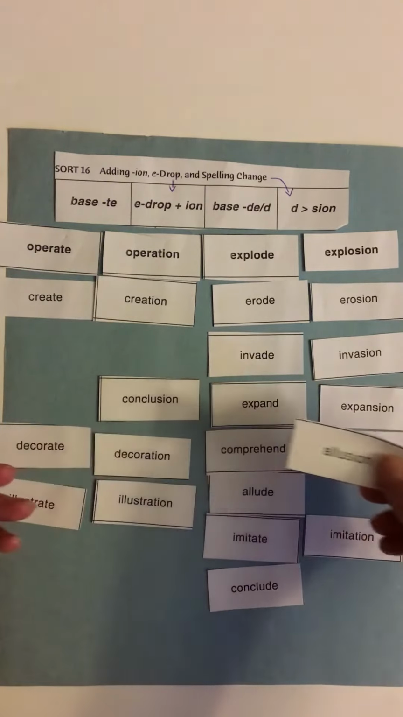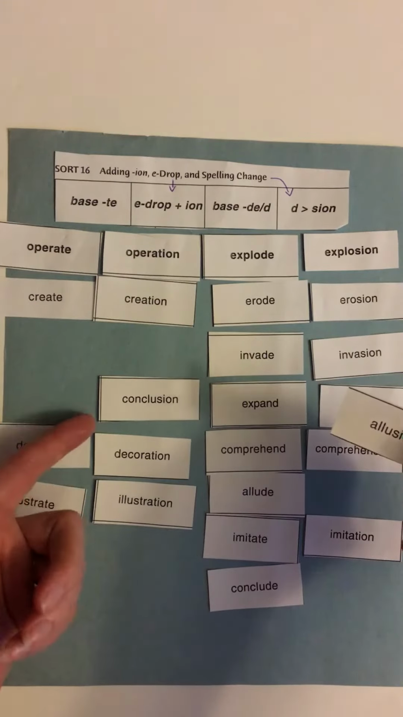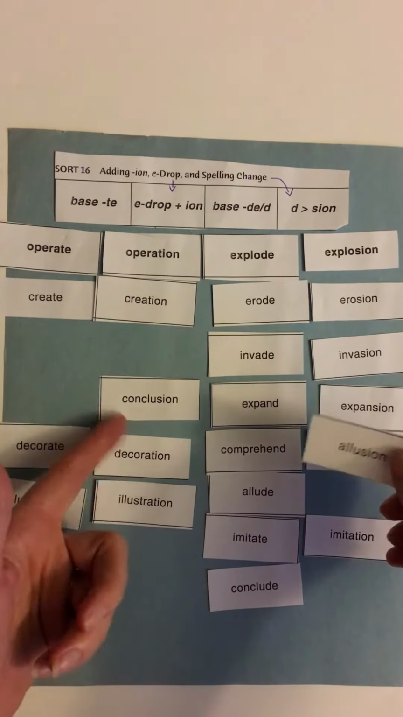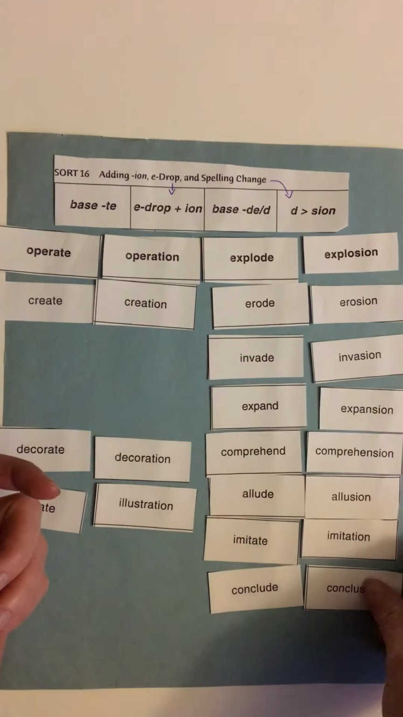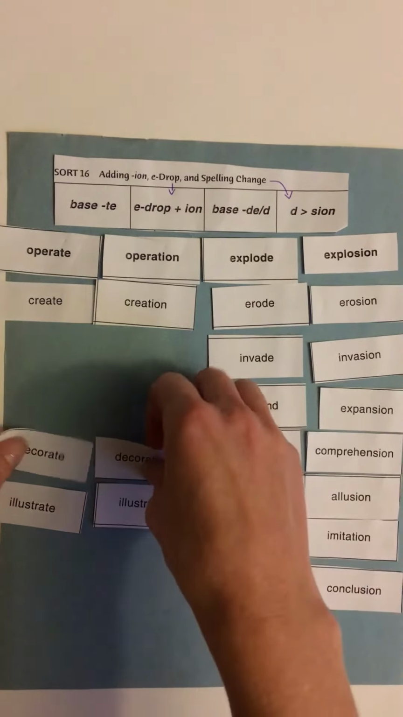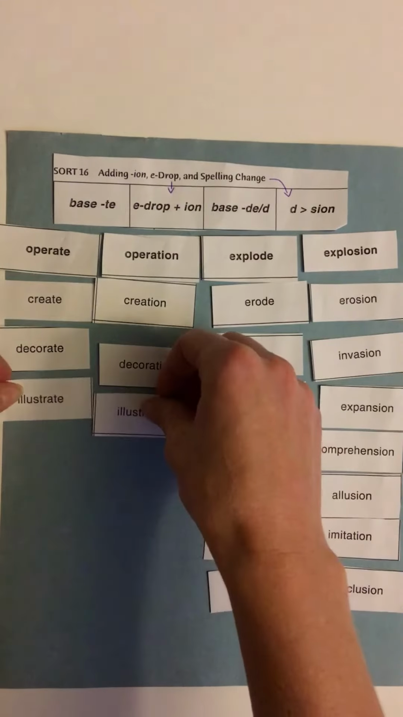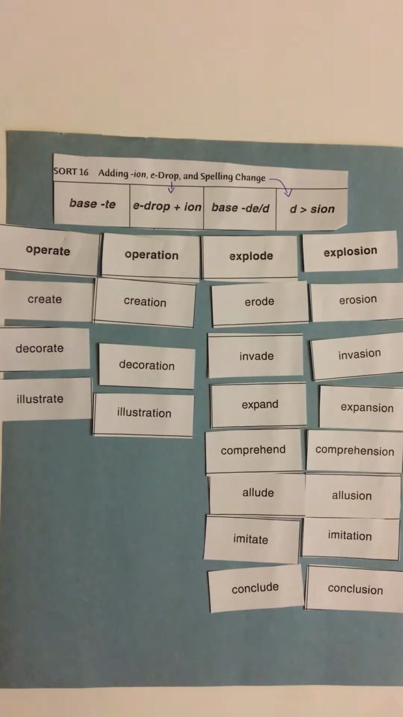Expansion and allusion. Oh, we have these in the wrong column, don't we? Let's see. Conclusion. Yep, that one was in the wrong place. We'll move these ones up. This is a very common ending, and it can definitely be confusing to know if you're using TION or if you're using SION. In this sort, we learn which is which.